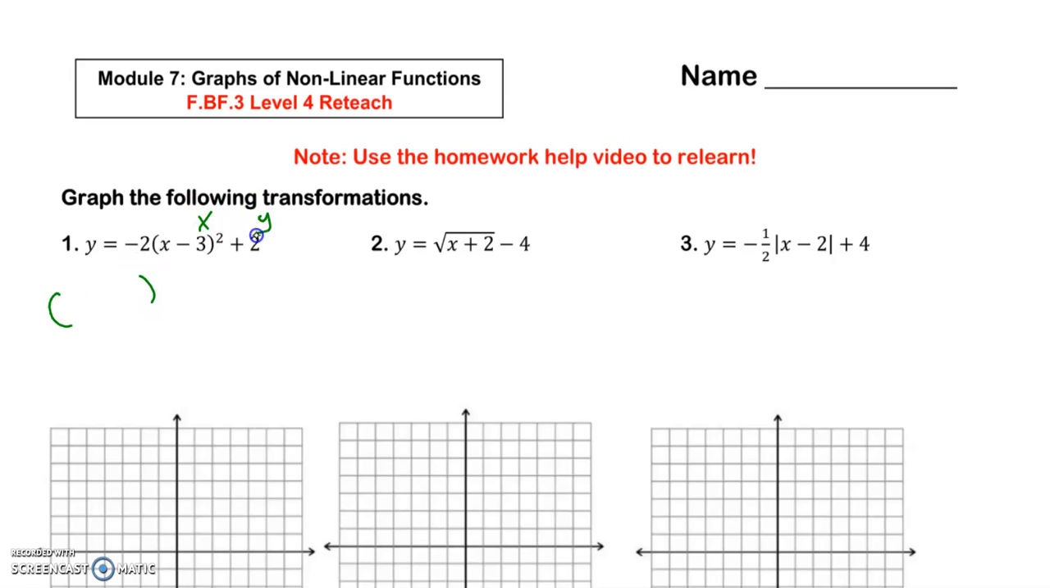We know that this is x and this is y. X is always the opposite. So if I say minus 3, then I know it's a positive 3 and a 2. And since it's quadratic, we do need to know what the slope is. We know a is negative 2.